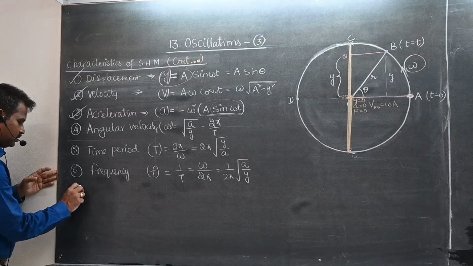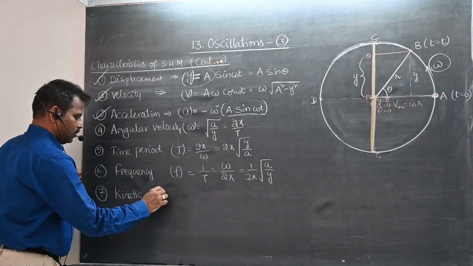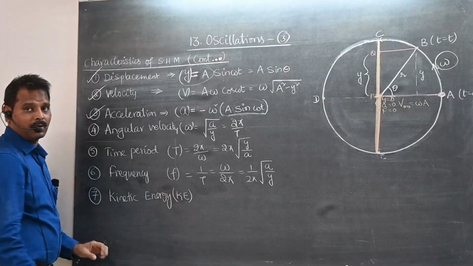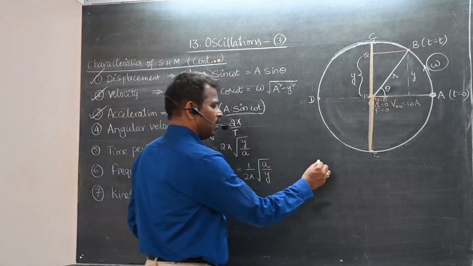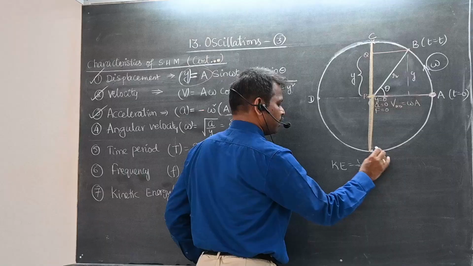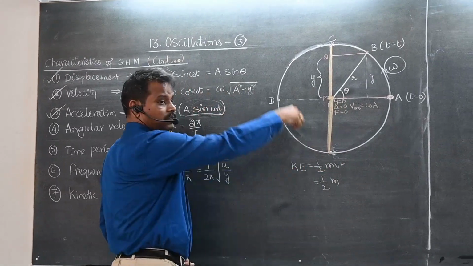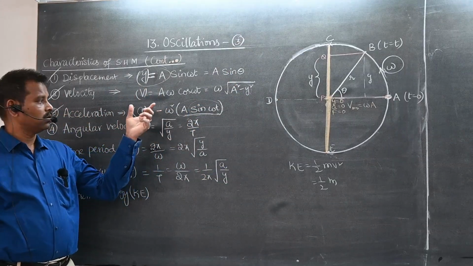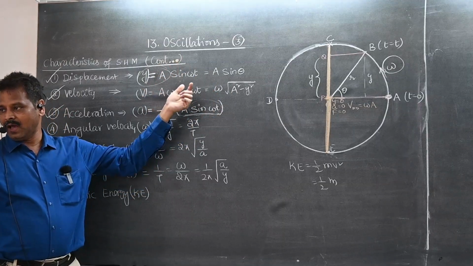The seventh one is the kinetic energy of a particle in simple harmonic motion. How to find kinetic energy? What is the general formula? KE is equal to half m v square. Here m is the mass of the particle executing SHM. What is the velocity? You can take either this one or this one, no problem.